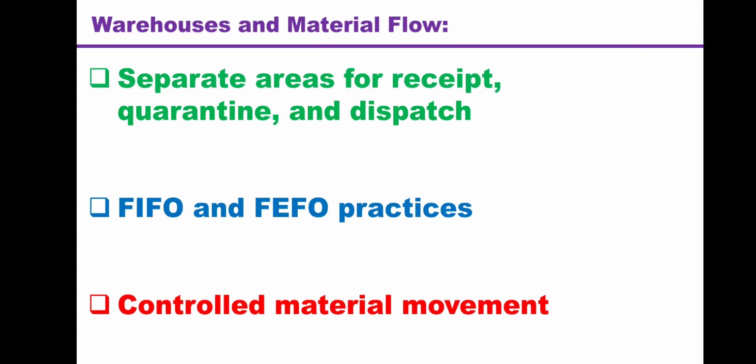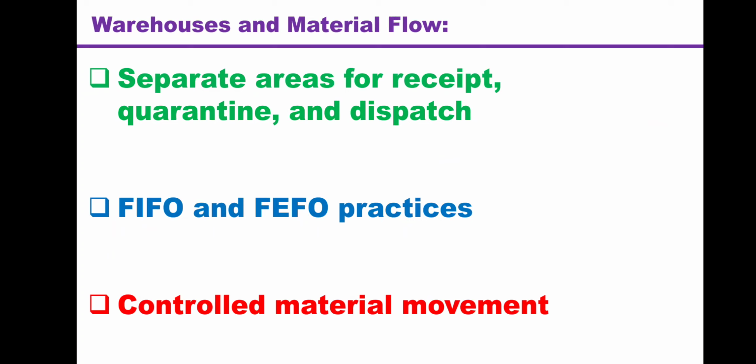Then warehouse and material flow. The site master file contains all the information about the segregation of the areas for receipt, quarantine, and dispatch, and how we are handling the rejects. Everything will be there. Then FIFO and FEFO practices.